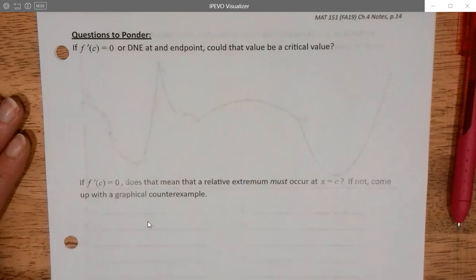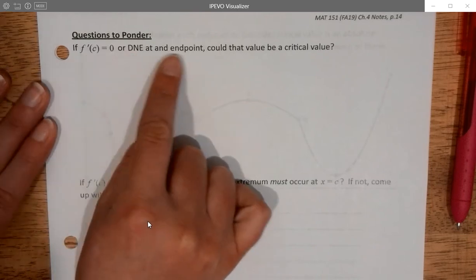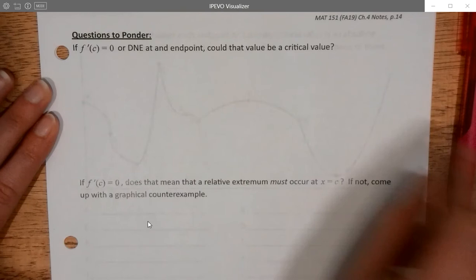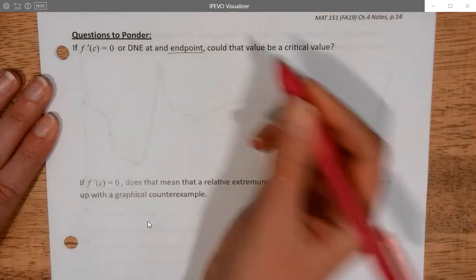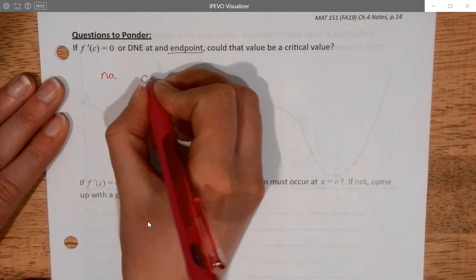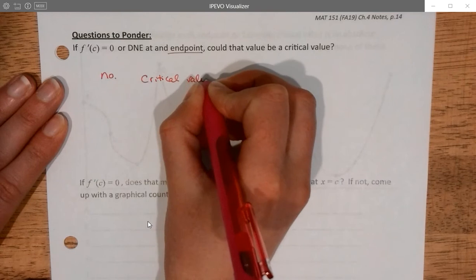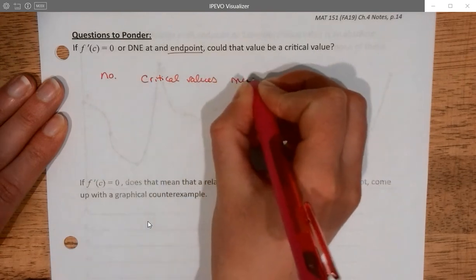Some questions to ponder here at the end of section 4.1. If the derivative is equal to 0 or doesn't exist at an endpoint, could that value be a critical value? And the answer is no, because critical values must happen at interior points. Critical values must be at interior points.